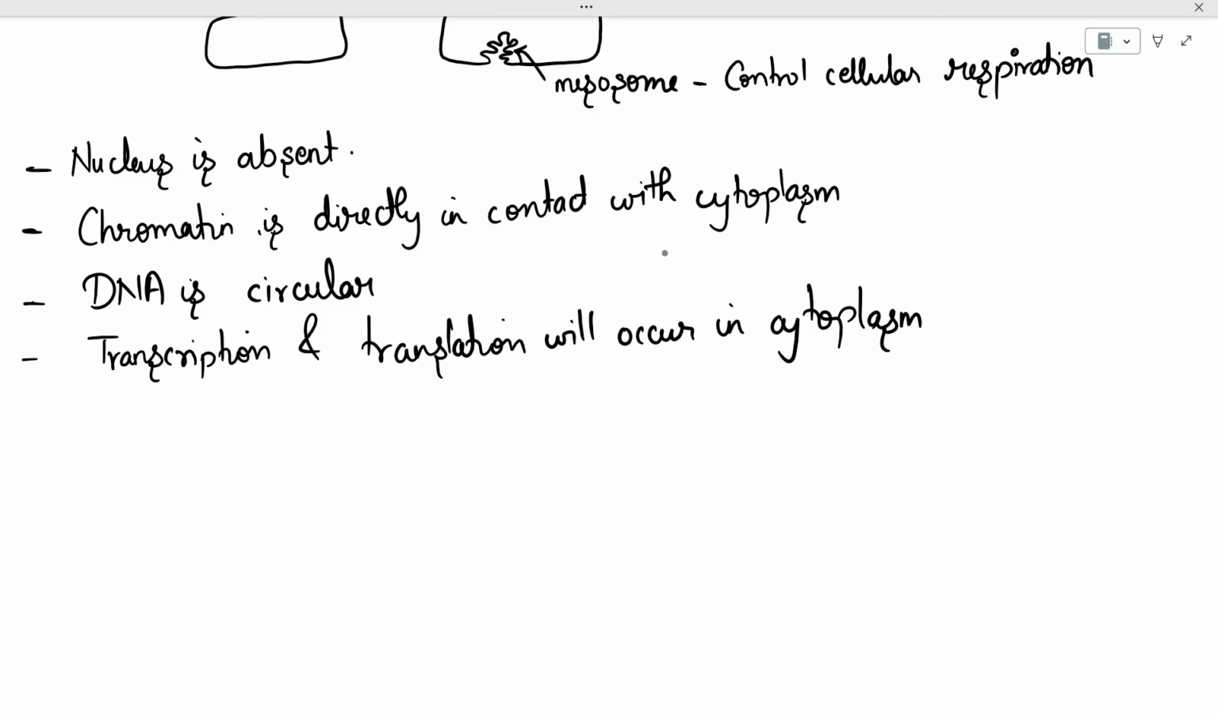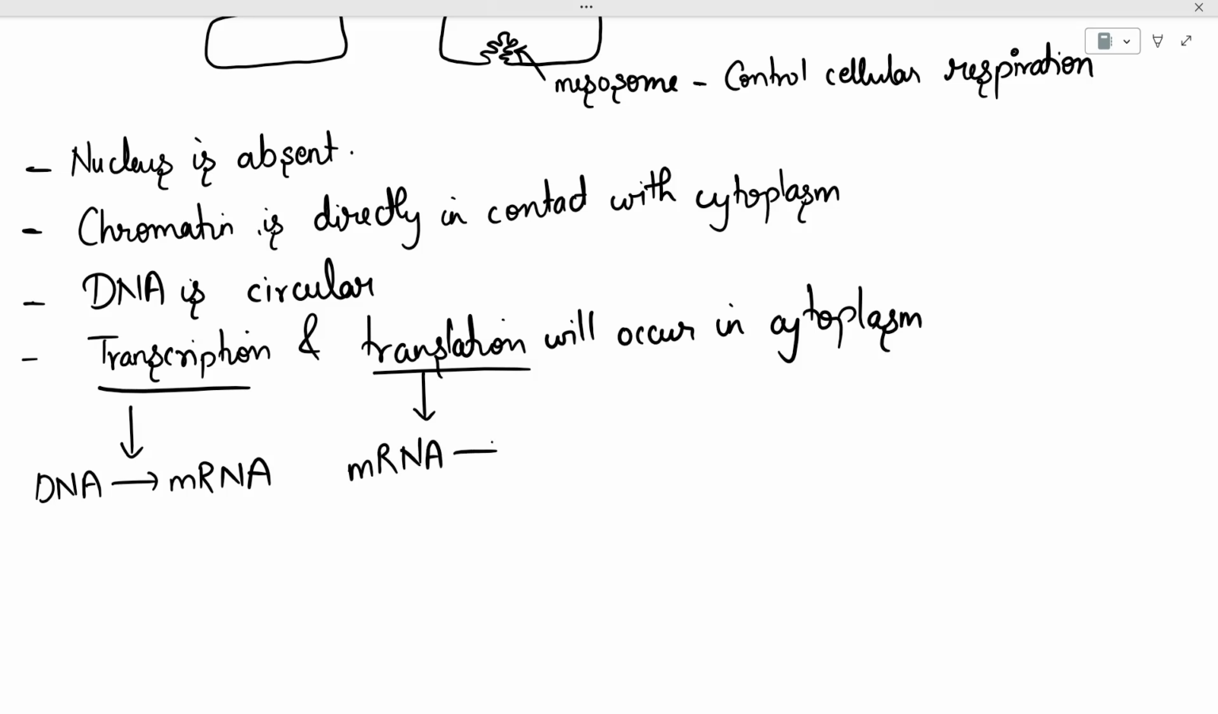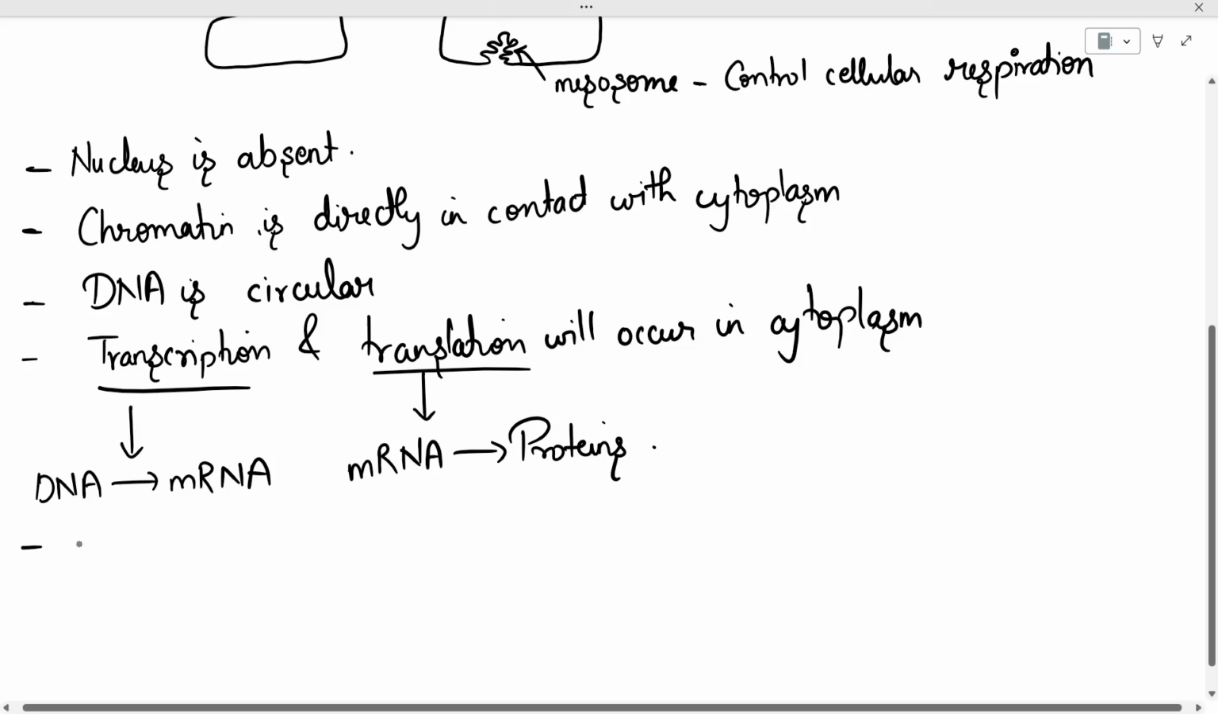Now, let me tell you what we mean by transcription and translation. Transcription is the process where we make mRNA using DNA, and translation is the process where we make proteins using that mRNA. So these both processes, that is the formation of mRNA and the formation of protein, both will take place in the cytoplasm. Next, if you look at the ribosomes, prokaryotes will have ribosomes of 70S.